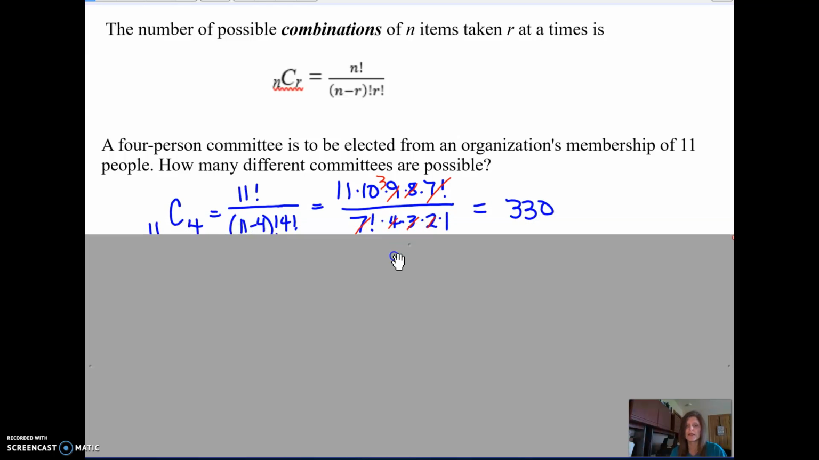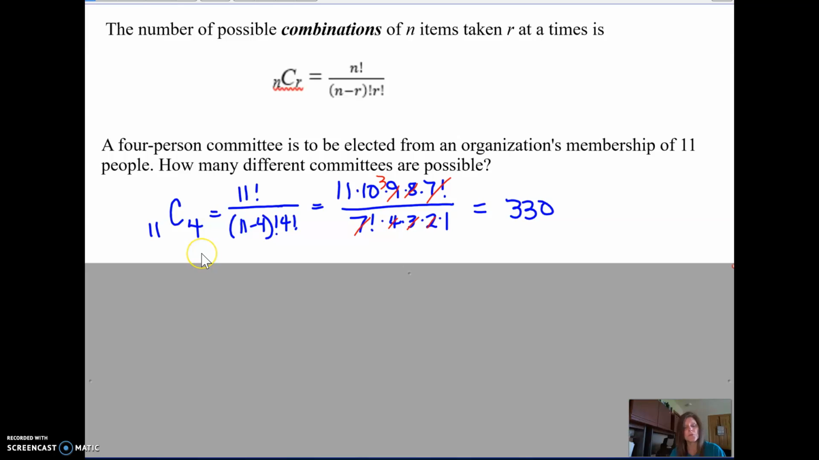All right, so we want the combination of 11 things taken 4 at a time. So it's 11 factorial on the top divided by 11 minus 4 quantity factorial times 4 factorial. Well, that 11 minus 4 is really 7 factorial. So on the top, I'm going to take 11 times 10 times 9 times 8 times 7 factorial and stop, because it'll cancel. And then we can write out 4 times 3 times 2 times 1 for the 4 factorial, reduce where possible, and get my 330.